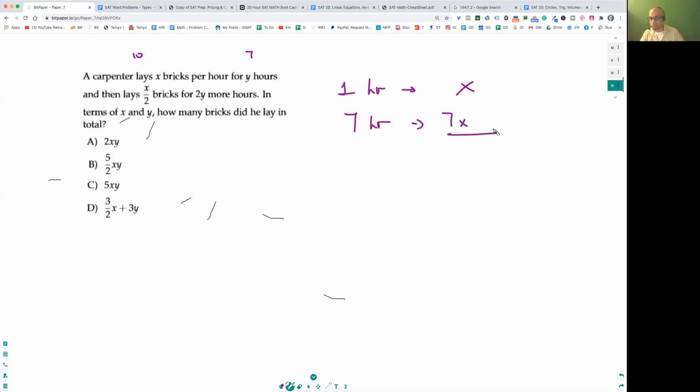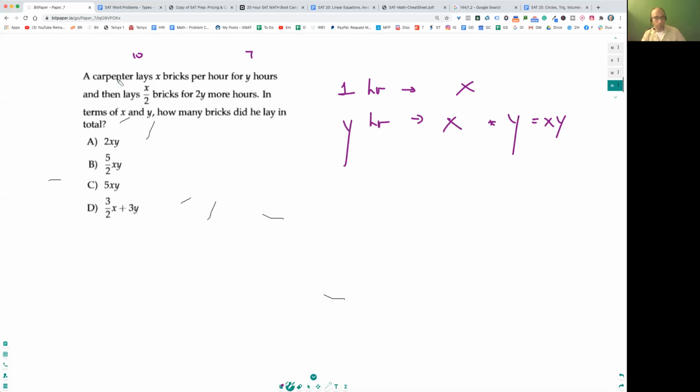Let me know if this part is unclear, otherwise I'm going to move on. 1 hour, X bricks; 7 hours, X plus X plus X, 7 times. So that's 7X. Now, instead of 7, I'm going to put Y. For Y hours, you just multiply X by Y. That's an important skill. So that becomes XY.